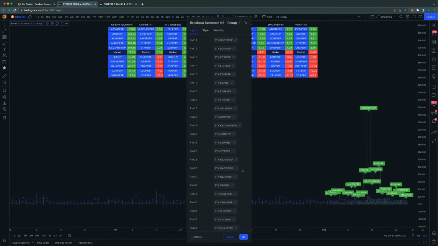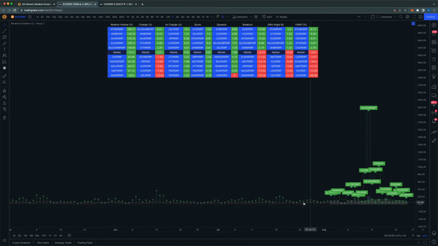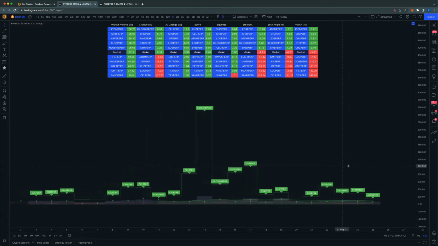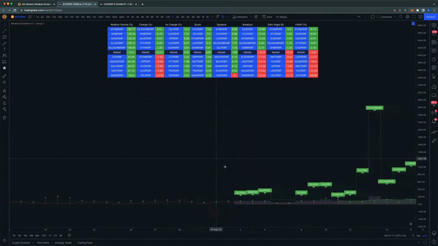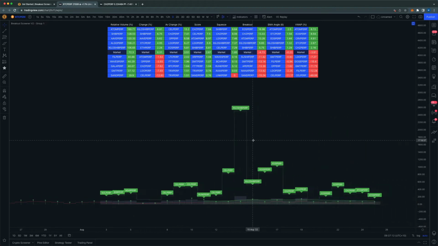For example, LDO is quite a new pair, so we just can't calculate moving averages and things like that going back too far on a daily chart with this particular group. If this group was just made up of pairs that have been around for 12 months, we'd be able to scroll back and we'd see the market average details all the way back.